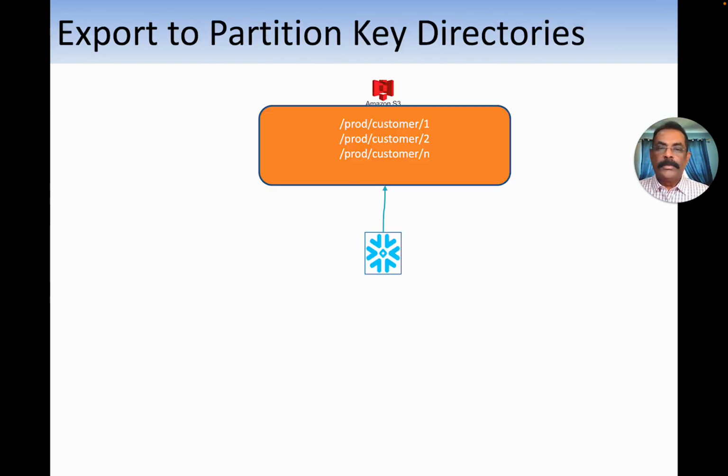Then export to partition key directories. Let's say your partition key is, for example, nation number 1, 2, 3, 4. In our example, you will create separate directories 1, 2, and n. Again, all related partition key data is in one location, in those files. That way, in the future, when we do rewrites and when we do the add files, I'm hoping it will be faster.